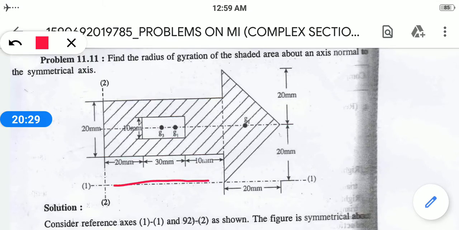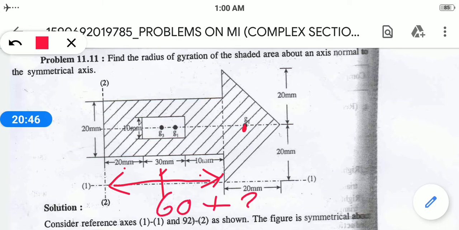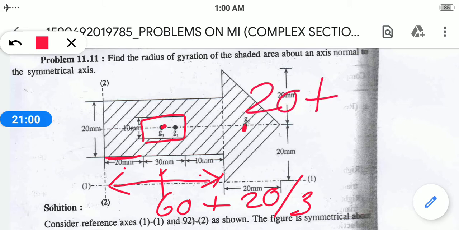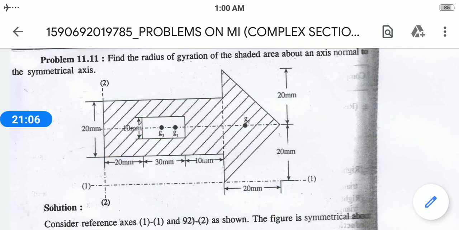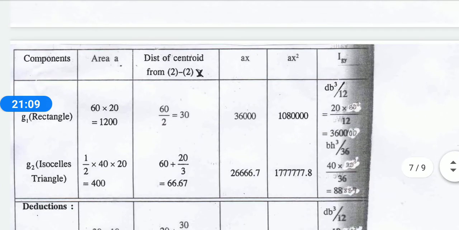That is, this whole 60 divided by 2 will give you the first component x value. For the second, consider this one, which will be equal to 20 plus 30 plus 10, that is equal to 60, plus h by 3, that is 20 divided by 3, will give you the x value. Same as when you are doing for the third component, in this value, this is 20, so which will be equal to 20 plus, what is the distance over here? It is 30, so 30 divided by 2. That is what they had mentioned over here in this table.